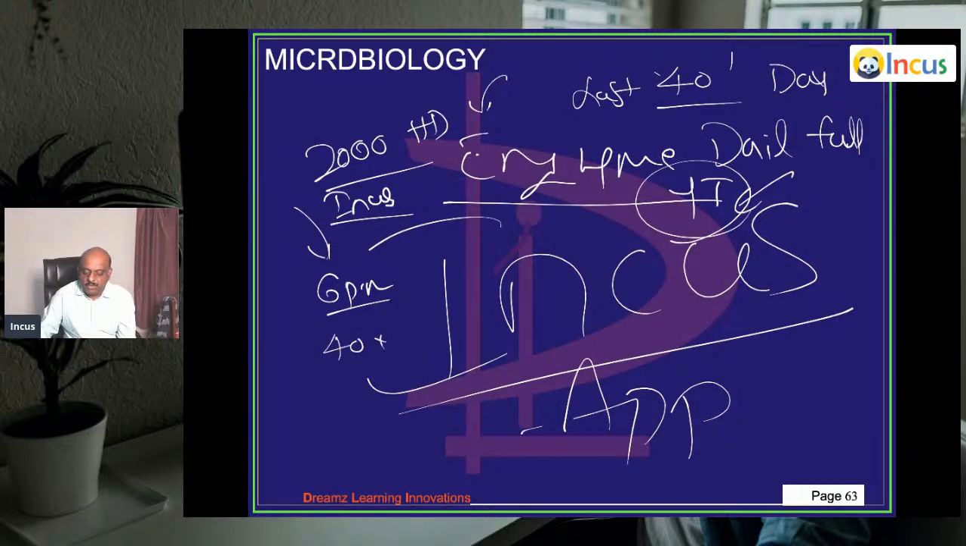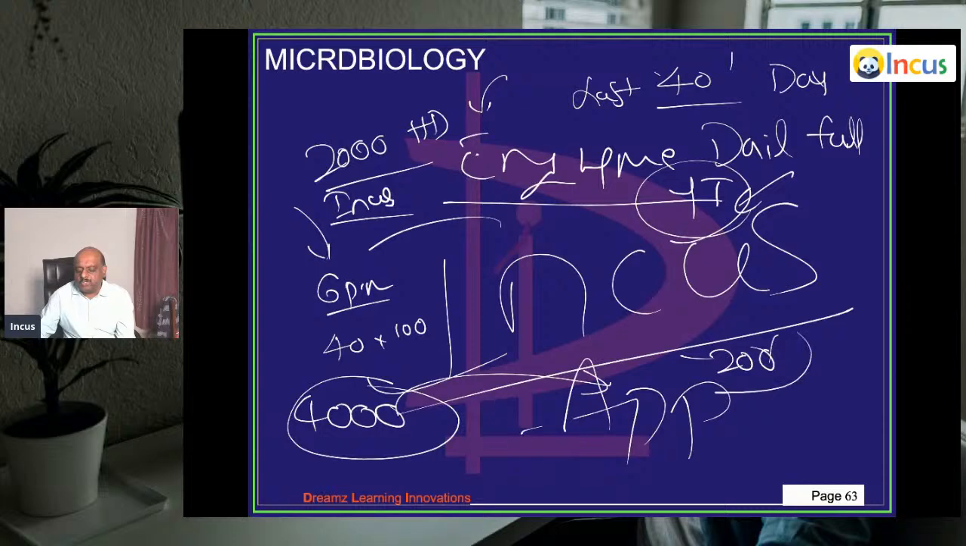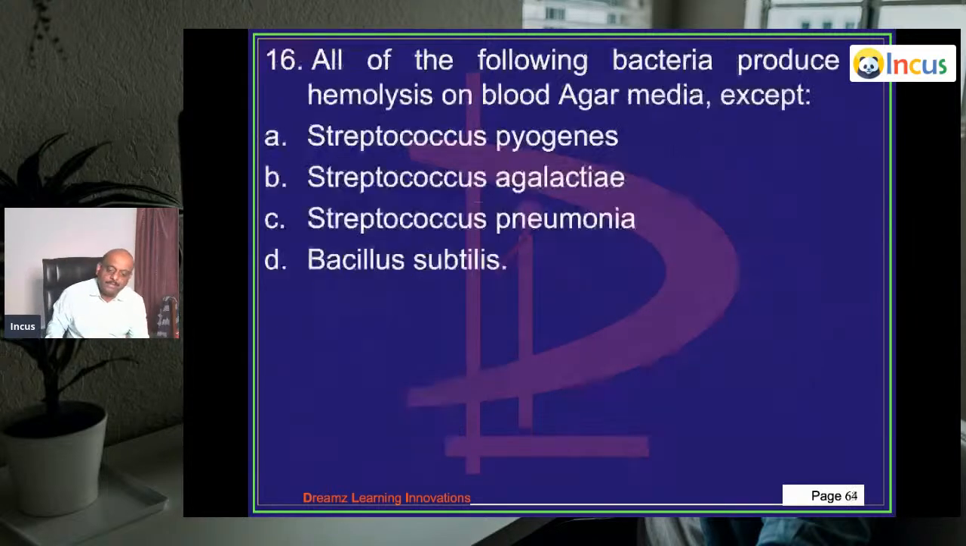So 40 days into 100 MCQs, 4,000 most probable MCQs. Almost from this 4,000, your 200 questions will come. Don't worry, I am leaking you the paper. But you need to identify every day: अच्छा भाई, मैं ये टॉपिक में मिस्टेक किया. Little syndrome, Bartter syndrome में मेरा मिस्टेक हो गया. चलो, let me quickly do the revision. Like that every day 10-15 topics पकड़ो. बस, more than enough. Now, which bacteria produce hemolysis on the blood agar media?